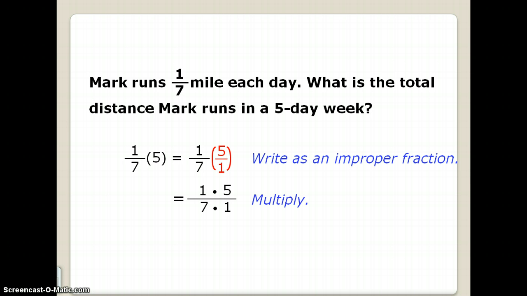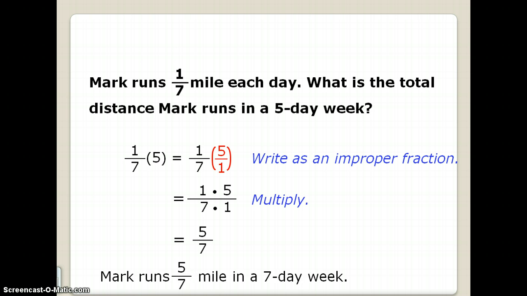We said before that 5 is a whole number. Multiplying a whole number times a fraction is just multiplying the numerator of that fraction. We could also write 5 as 5/1 as an improper fraction to show that it's just numerator times numerator, denominator times denominator. So we have 1 times 5 and 7 times 1 giving us 5/7. So Mark runs 5/7 of a mile in a 5-day week. Excuse me, that should say 5 days.